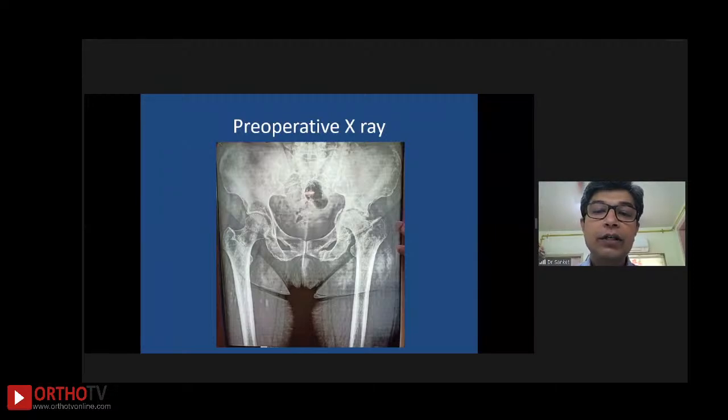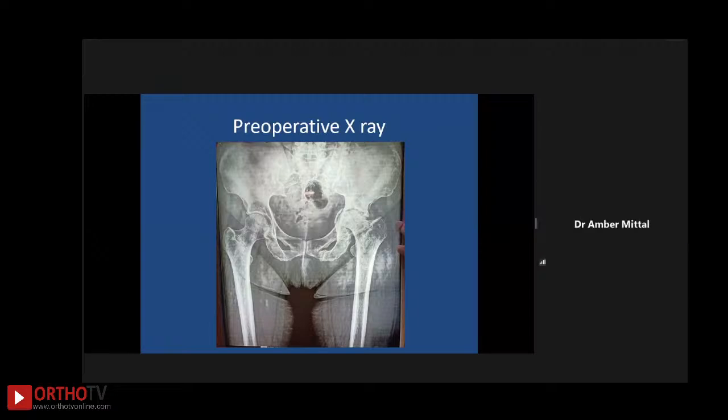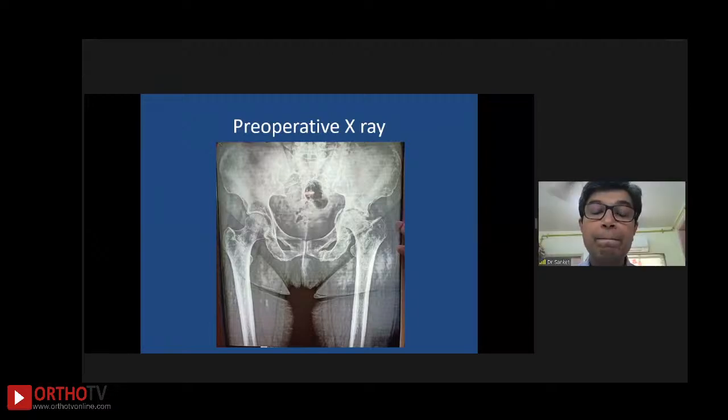So this is the X-ray that we are looking at. 67-year-old rheumatoid arthritis, left hip joint pain. So you can see the X-ray, and then we will discuss the complexities in this X-ray.